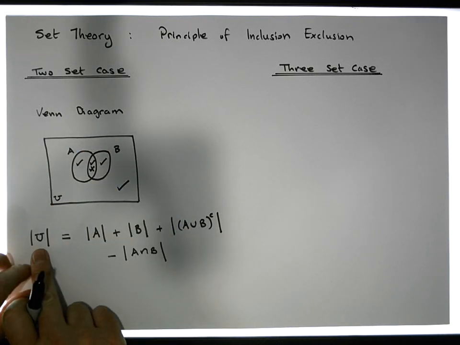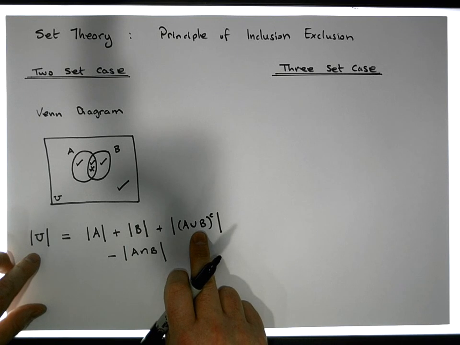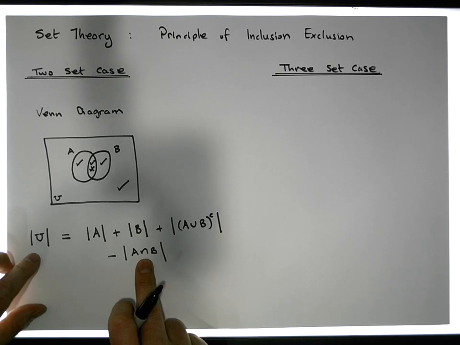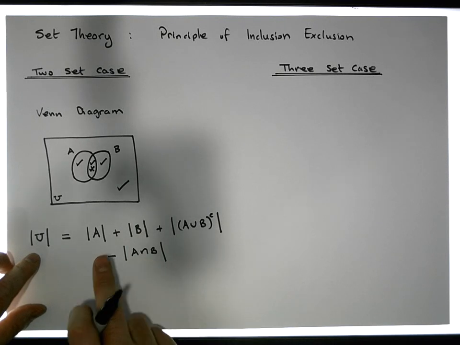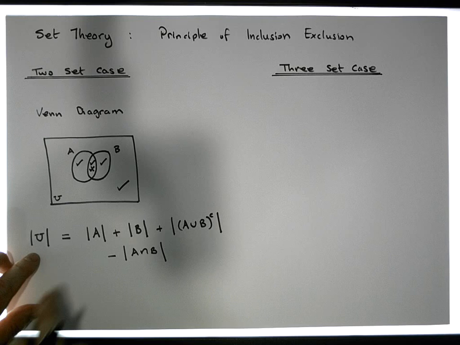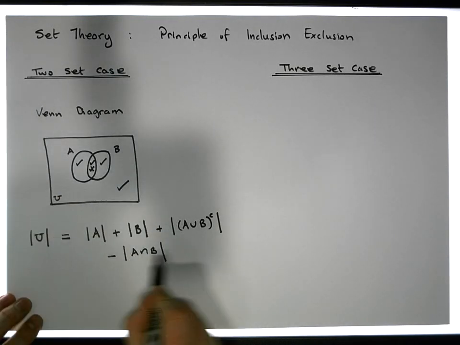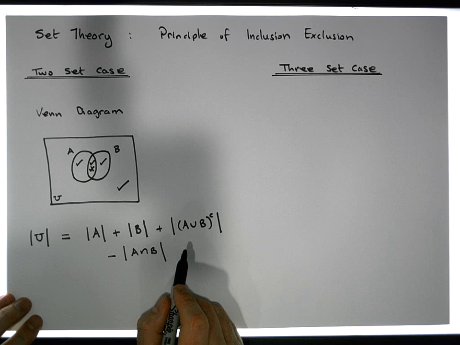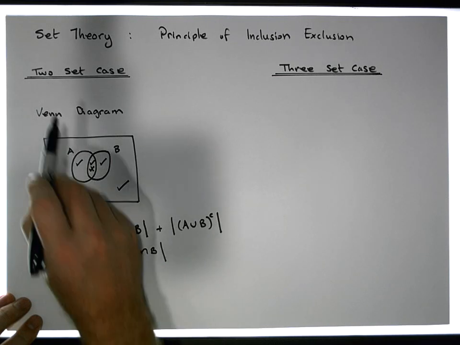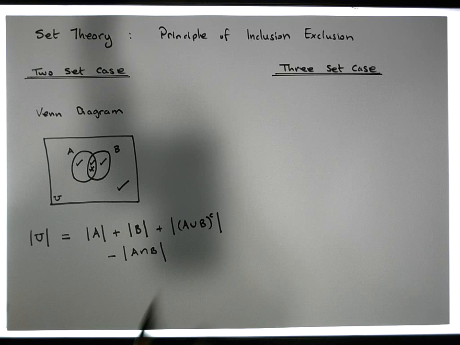Maybe we'll be given the size of the universe. We'll be given how many things are in B, how many are outside it, and we're also given how many are in the intersection of A and B. Well, because this is the only thing that's unknown, we can find out how many things are in totality in A. So this is the principle of inclusion exclusion for the two set case. Now, let's have a look at the three set scenario.